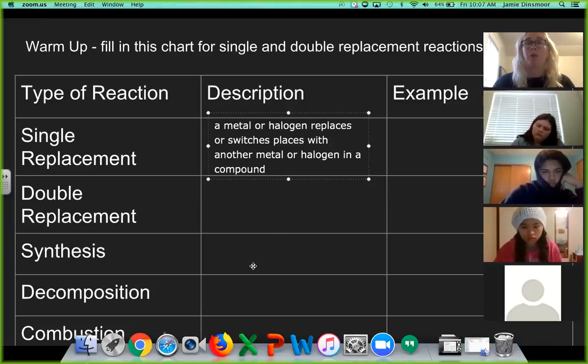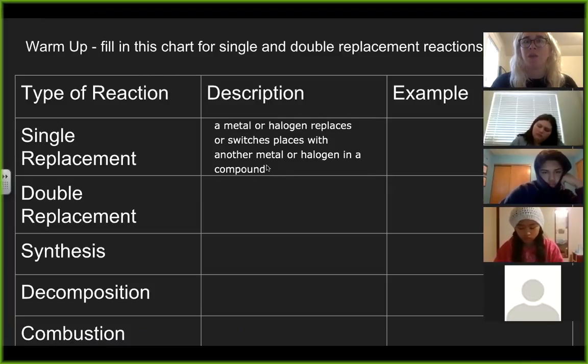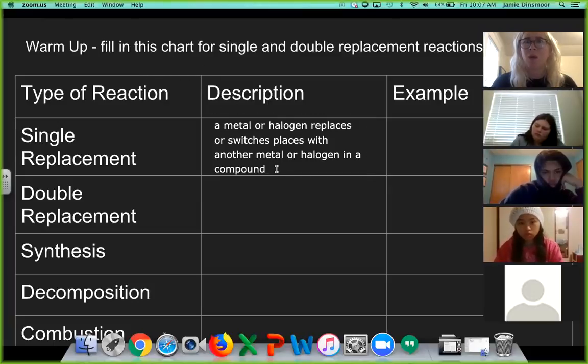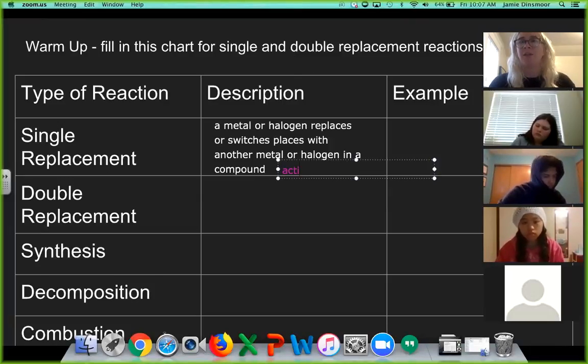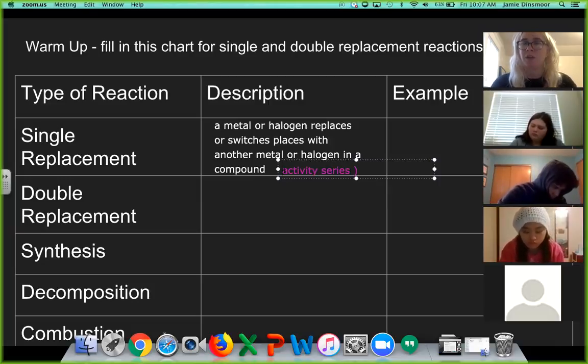Sounds simple, right? It really isn't as simple as we'd like. I would also make a note as well that you do need to use the activity series for these, right? That's a tool that you need to use in order to get these questions correct. So I would make sure that you know that and you know what that is. If you don't and you're new to the class, you will know what it is soon.